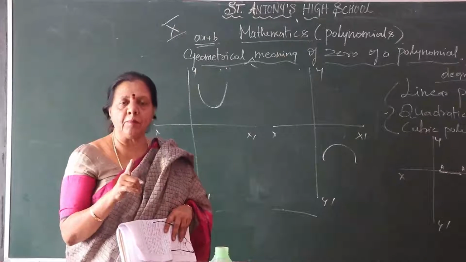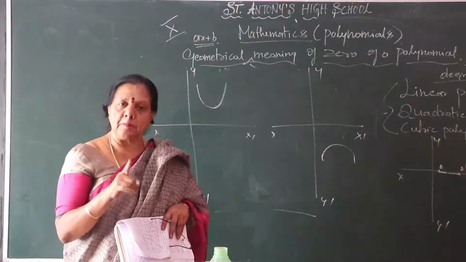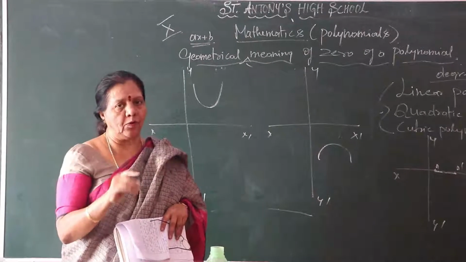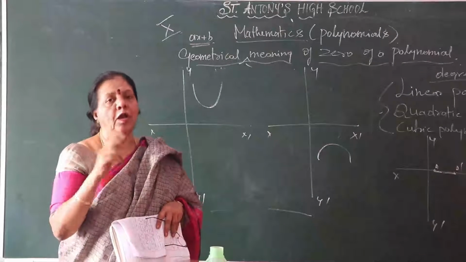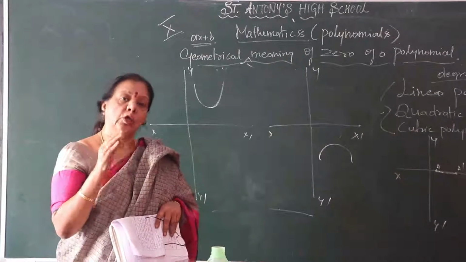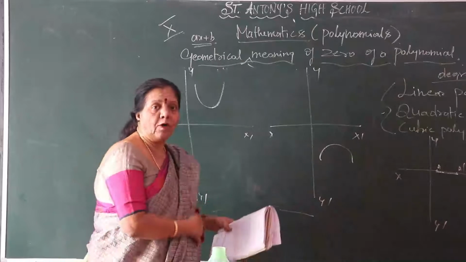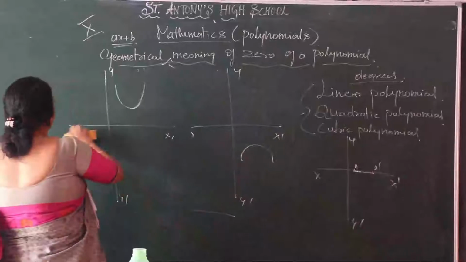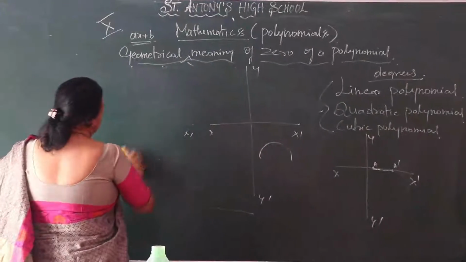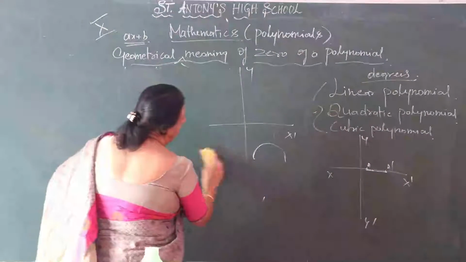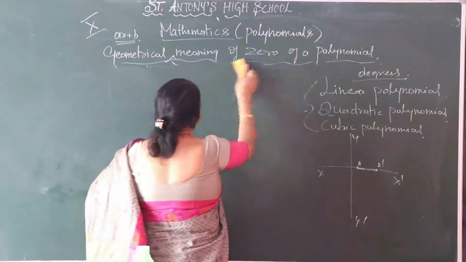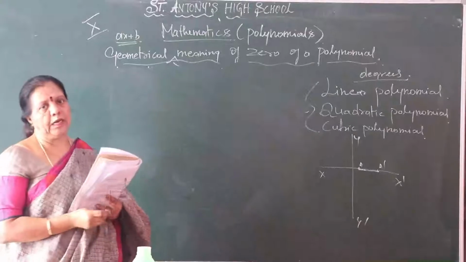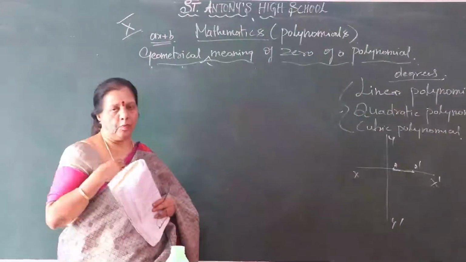What is the standard form? ax square plus bx plus c, a is not equal to 0. This is also completed. Now let us pass on to the cubic polynomial. What is that? Cubic polynomial. Repeat all of you. Classification of linear polynomial, quadratic polynomial, cubic polynomial related to the geometrical meaning of the zero polynomial.